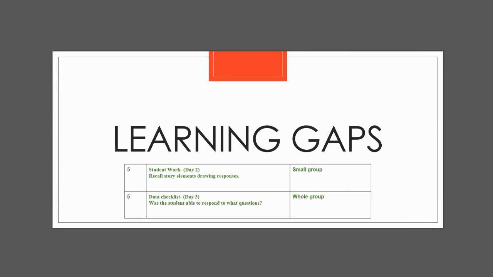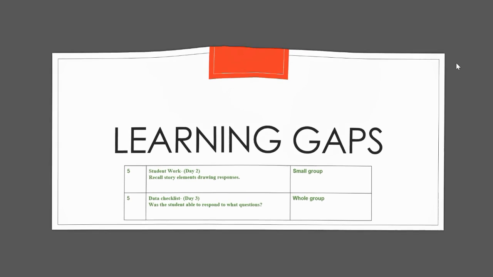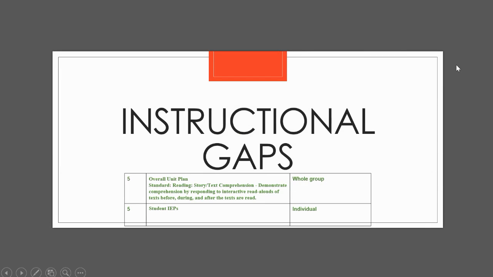So these learning gaps we identified were student responses in the drawing activity and students' responses to open-ended questions were lacking in understanding. In those activities, students were not showing comprehension as we called for in the standard. And in our instruction, our unit plan was not focused in enough on the standard, and students with IEPs showed to have the most trouble. And so we want to be working with the student IEPs and the student support team to identify how we can support those students specifically.